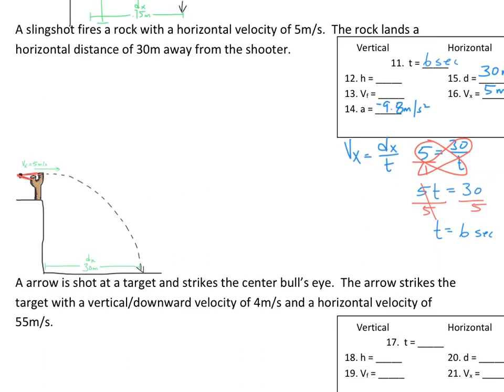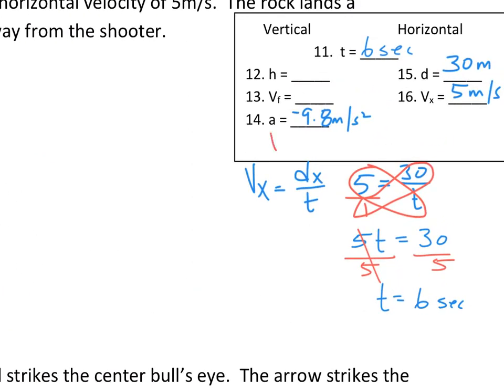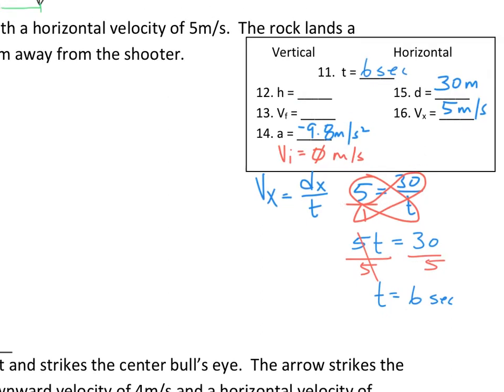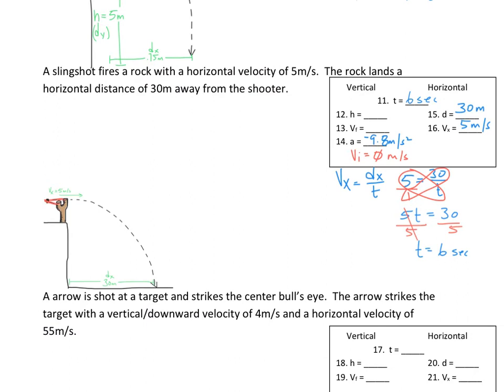So looking at this, I know that it's starting off horizontally. So because it's starting off horizontally, it's not traveling up, it's not traveling down yet, it's at the top of its path. I know that the initial velocity is 0. Okay, so I'm going to go ahead and add this into my table, even though there's not a space for it. I'm going to add that the initial velocity is 0.